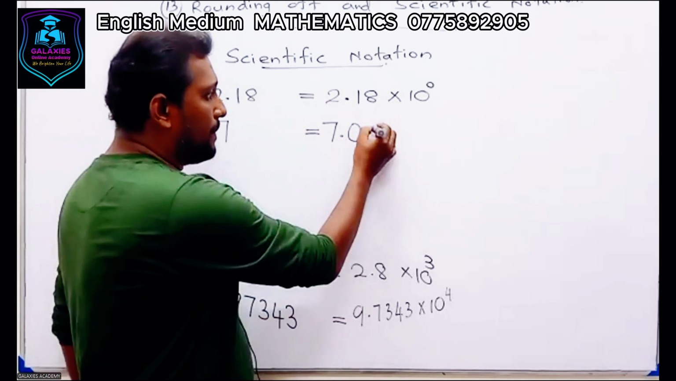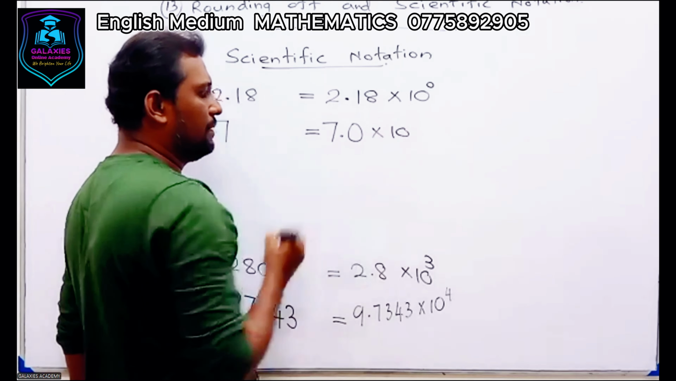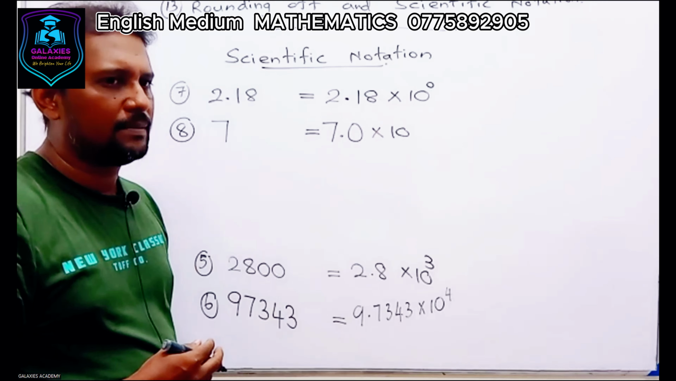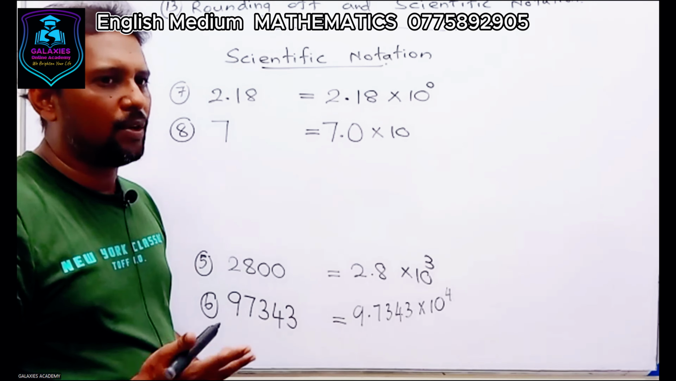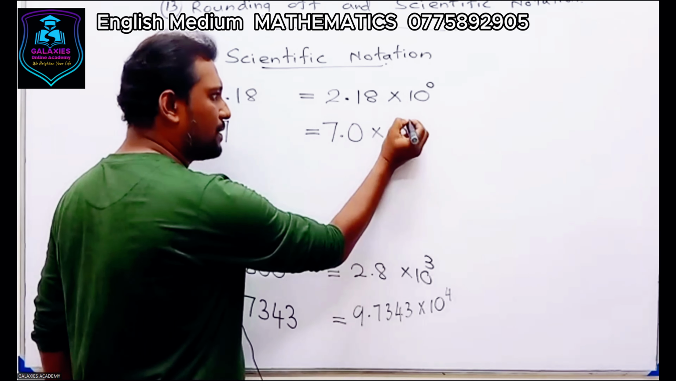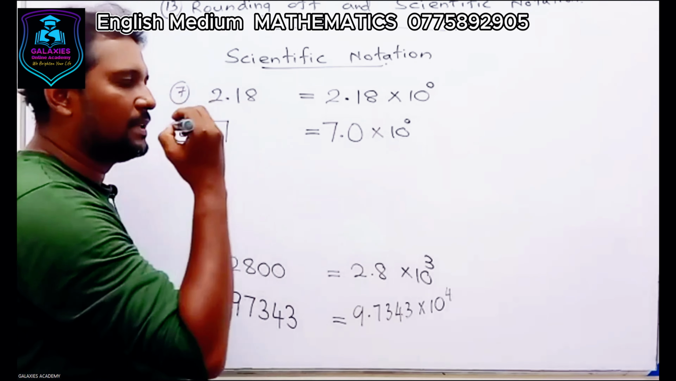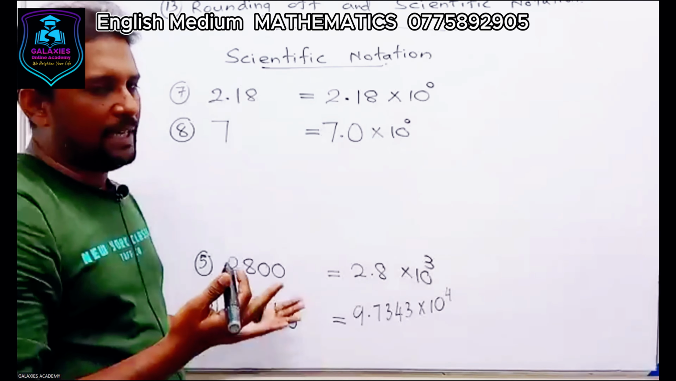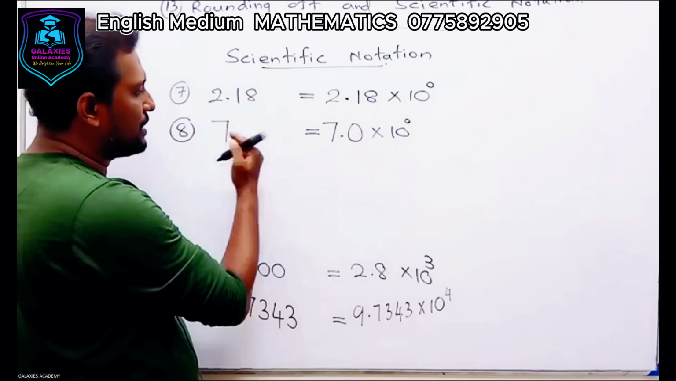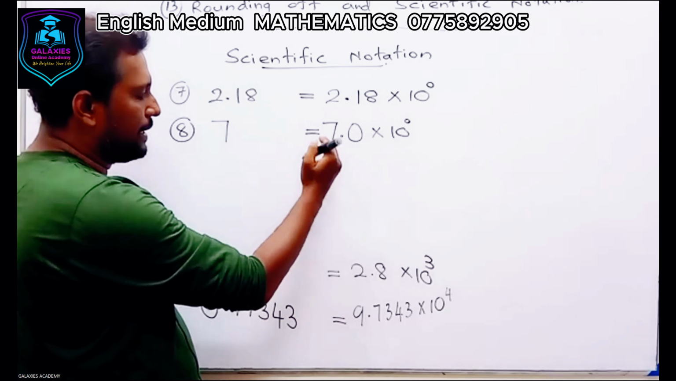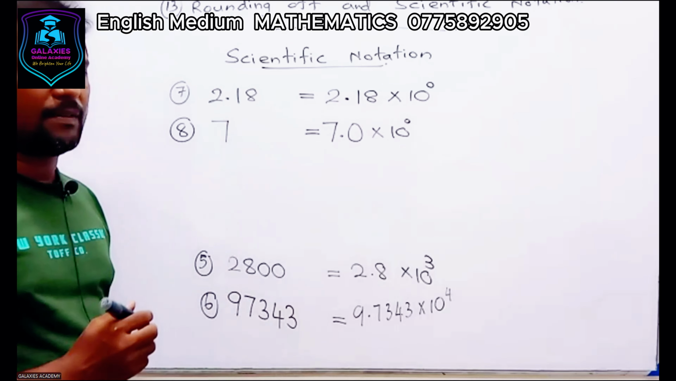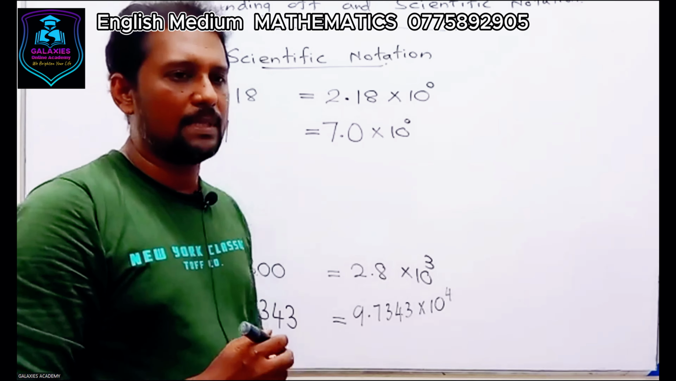Right? Multiply 10 to the power. How many places do we have to move to get the initial number? 0 places, no? So what is the index of this number? 10 to the power 0. 7 means a whole number. So when you write the scientific notation of this one, 7.0 multiply 10 to the power 0.